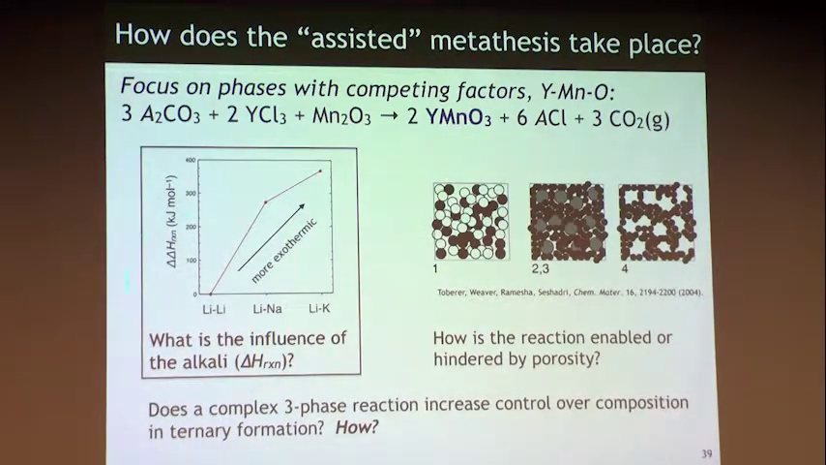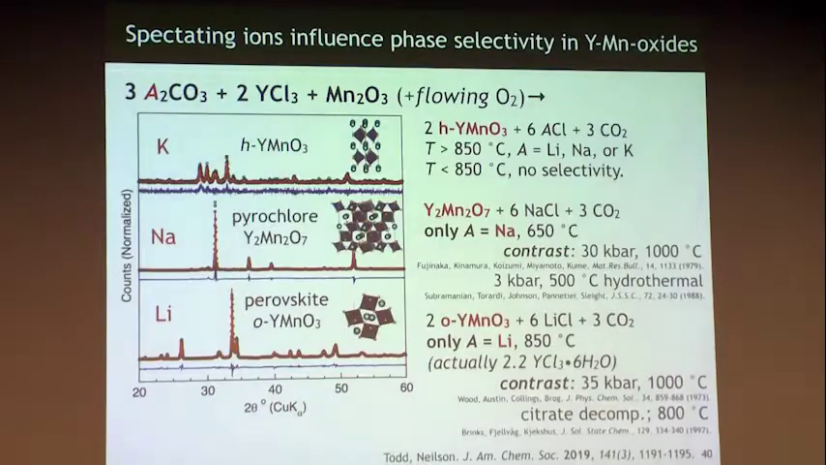So we started simply, just what's the influence of the alkali? We found a lot of surprising results. We're going to take our time through this slide because it's way too busy. The long story short is these spectating ions, the alkalis, influence the phase selectivity. Depending on what alkali we use, we get different forms of yttrium, manganese, and oxygen. If we use potassium, we predominantly see this hexagonal polymorph, the more stable one that's been reported. And that's only if we heat it above 850 degrees Celsius.